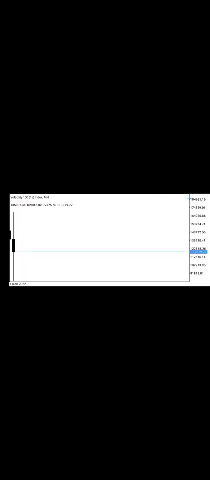I always include the wicks. I don't use the body of the candlestick. I use the wicks of the highs and the lows, the previous highs and the lows. So I take out my tools. I mark the high. I mark the low. So I've marked it because it's just one previous monthly candle that it has.